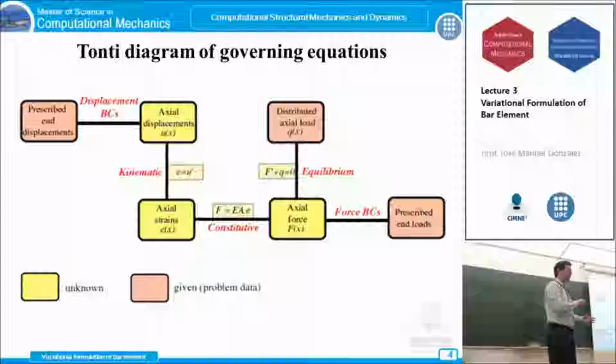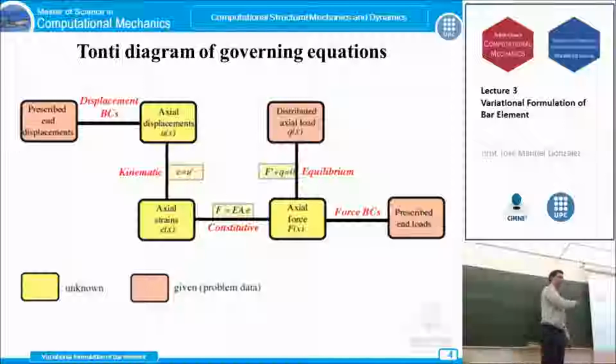So we have three types of governing equations we must assure to solve our problem, which are the kinematic equations relating the primary variable and the strains, the constitutive law relating the axial strains and the axial force, and the equilibrium, which is the relation between the axial force, internal force, and the distributed force, external force applied, and the prescribed end loads. Okay, this is what we call the Tonti diagram, which is quite useful to understand all the boundary value problem. It is common to all the problems we are going to present.